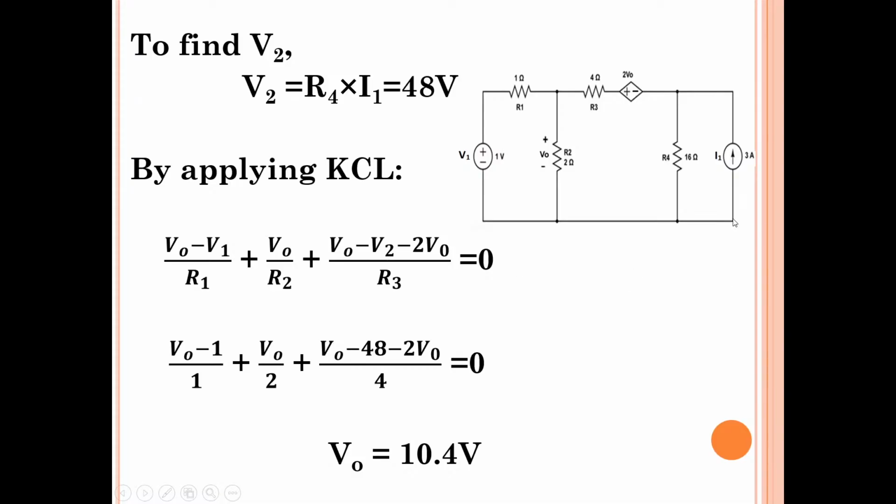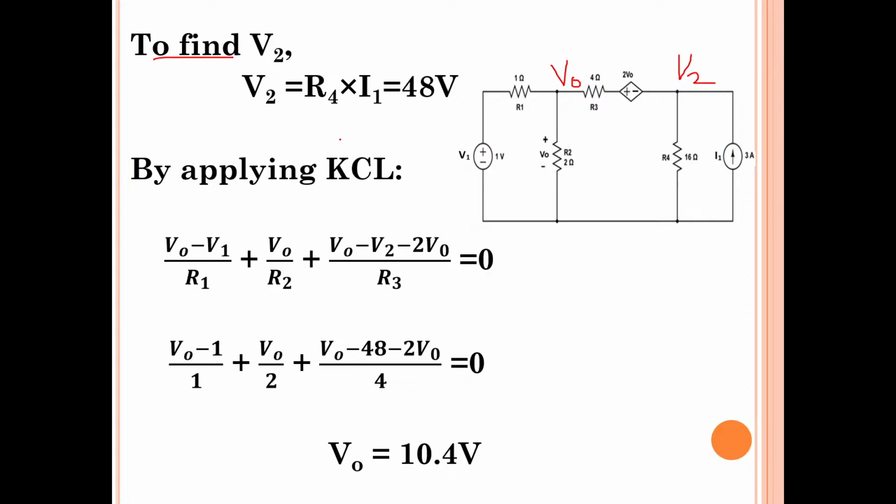Now see here, what did I say earlier in the previous slide? First I told you this as V2. Later I told you to assume the voltage as V0. So consider this node voltage as V0 and this node voltage as V2. Okay. Now let's determine this V2 value.